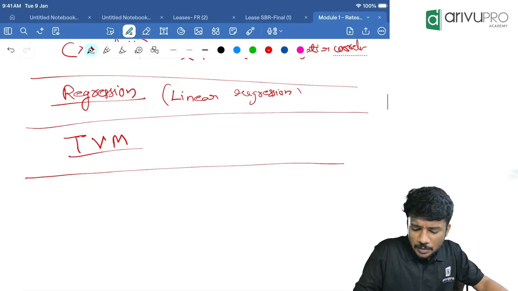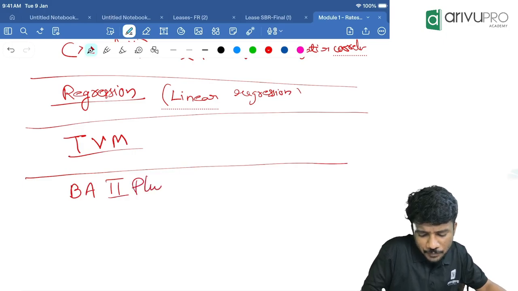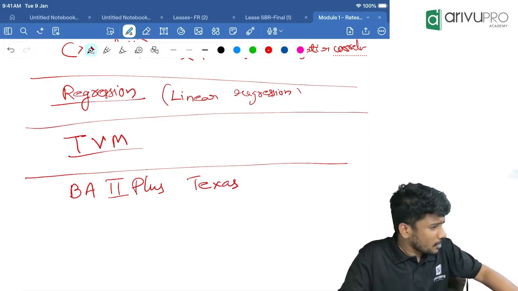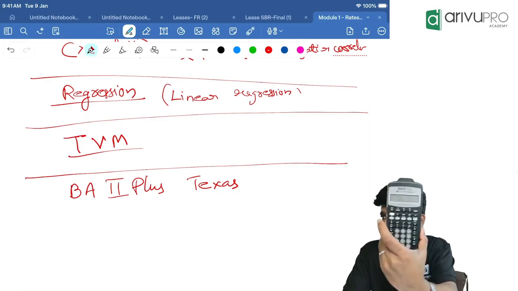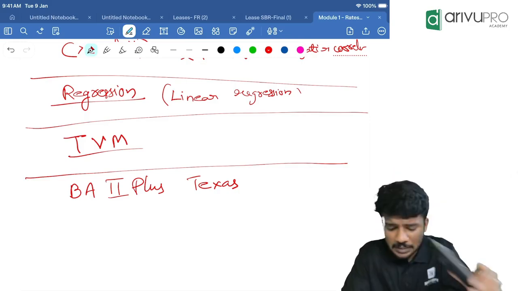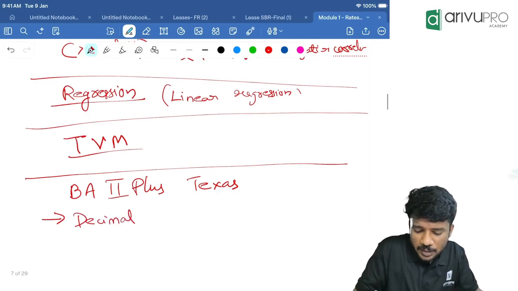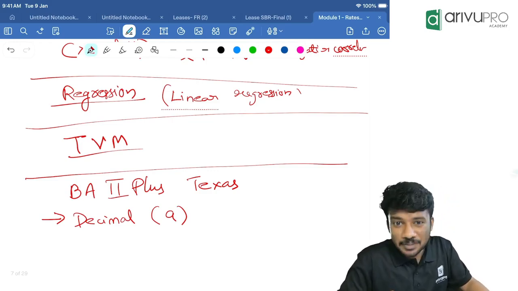Re-narrating the entire part, which calculator can you buy? You can buy your BA II Plus Texas. You can buy that because it will actually do the job. All the questions can be done using this calculator itself, but you can have a look at it. It is always good to have this. Then what decimal points are we keeping? The decimal we are keeping is 9. Why? Because 9 is a floating decimal.